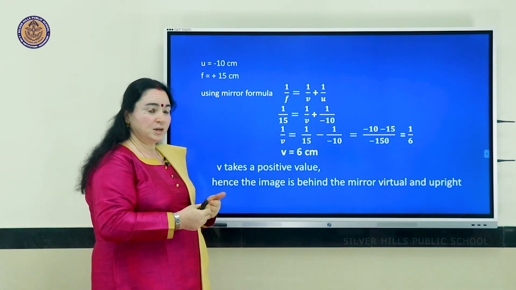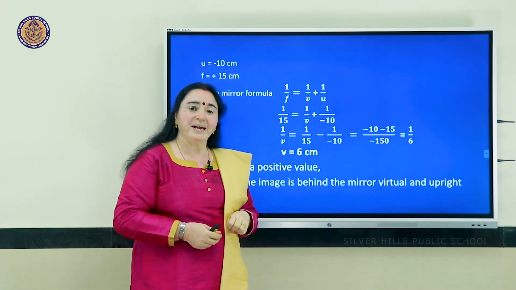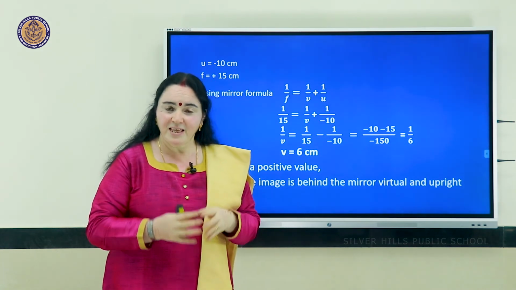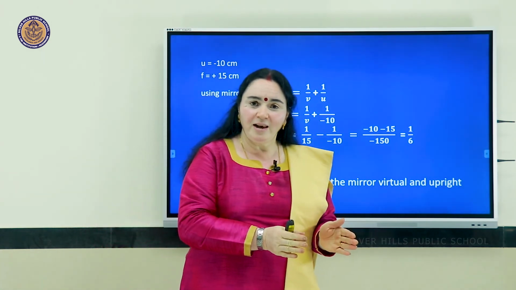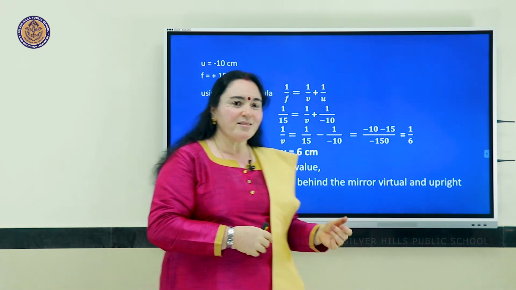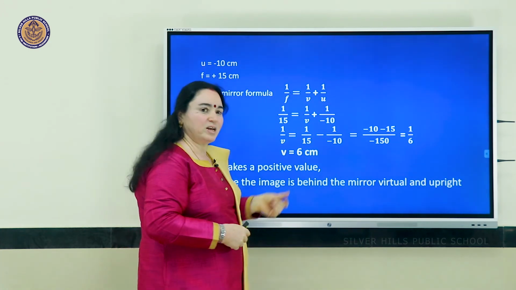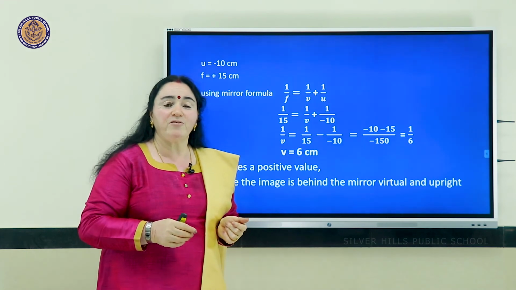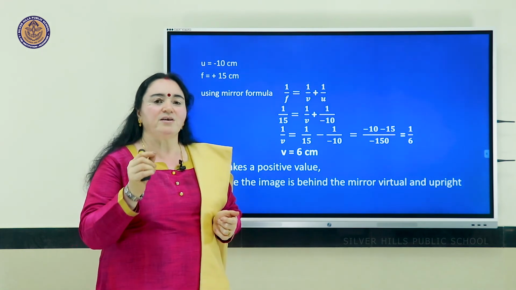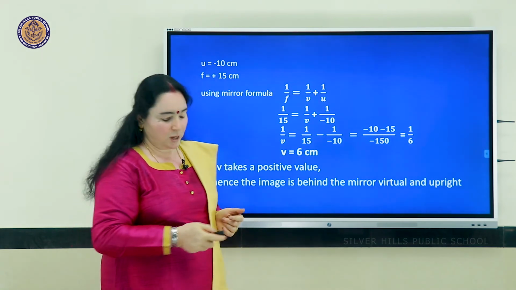Imagine if this value happens to be minus 6 centimeter. The image would be real and inverted. So that is how the sign convention used over here helps us to identify if the image created is a real one or a virtual one.